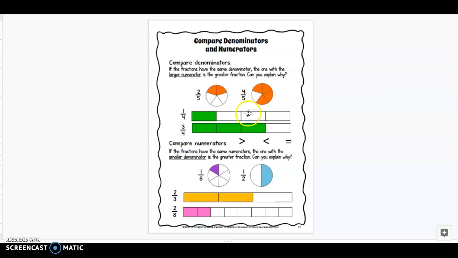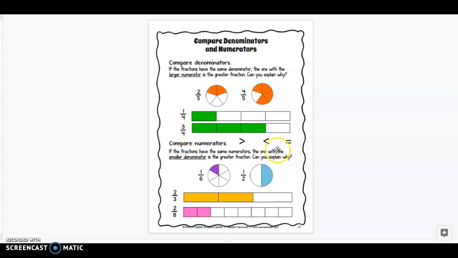Let's look at 1/4 and 3/4. The same whole with the same size pieces. You can see that you only have 1 of the 4 pieces here and you have 3 of the 4 pieces here. Therefore, 1/4 is less than 3/4.